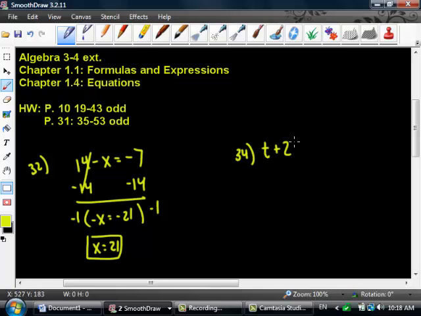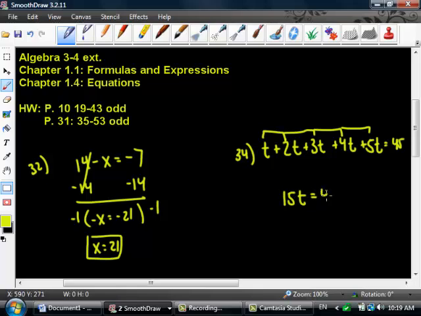T plus 2t plus 3t plus 4t plus 5t equals 45. This does not yet look like this problem, but we can do something with 34 to make it look that way. Who can raise their hand and tell us what can be done with number 34 to make it resemble 32? Joy! Combine like terms. It's actually not even optional. You must combine like terms. 1 plus 2 plus 3 plus 4 plus 5. Does anyone know what that number is? Dom. 15. 15 t's, and that's going to get me 45.